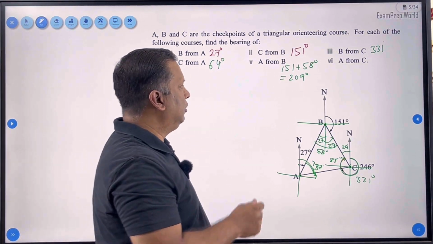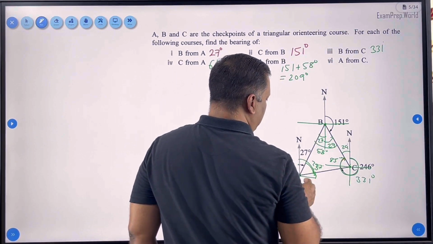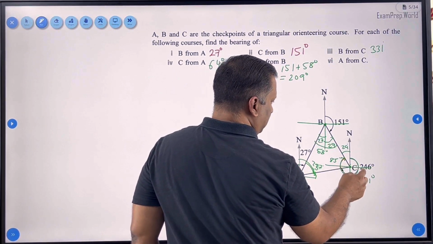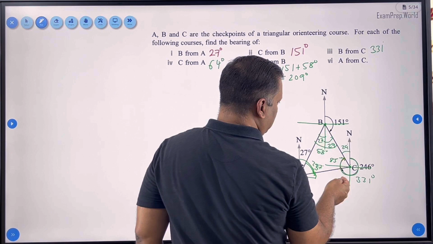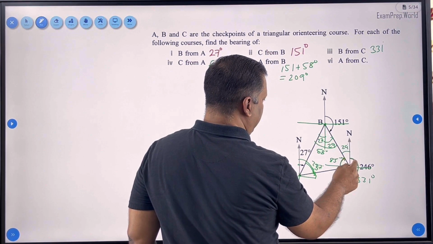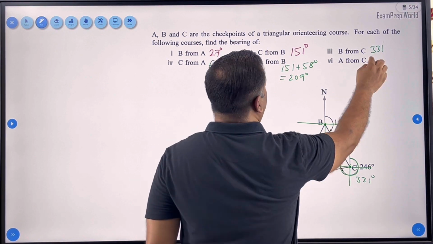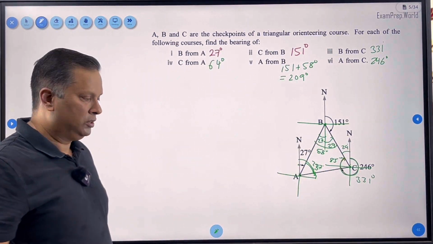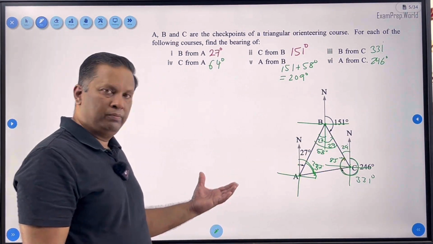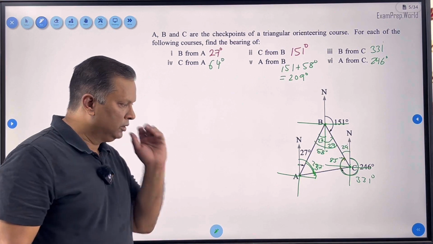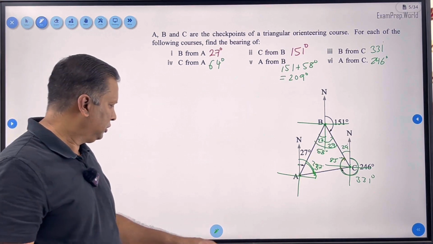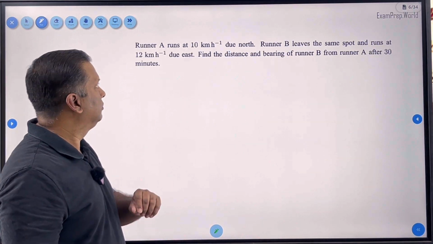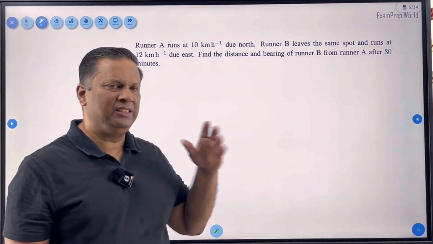Okay. Now A from C. If you have to find A from C, it is 246. It's already given. This is 246 degrees. Okay. With this, you have learned basic true bearing questions. We'll do one or two more questions. Let's see if I have kept them. Yeah. See this easy question.